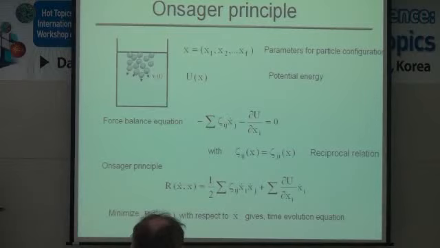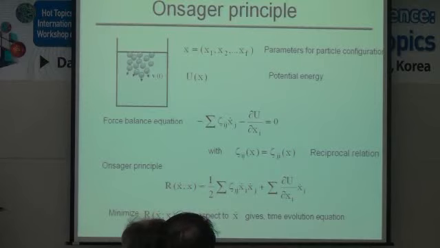For me, I think it's quite easy to understand the Onsager principle in this particular example. Let us think about a particle system moving in a viscous fluid. Suppose that you have some sand particles falling in a viscous fluid. Of course this is a non-equilibrium process, and so the state of the system can be described by a set of parameters.